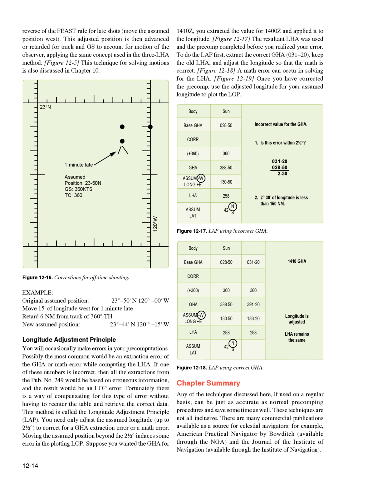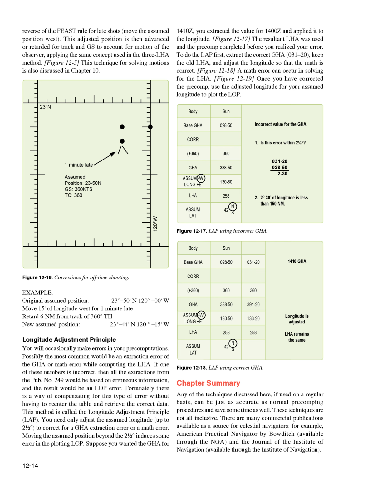Longitude adjustment principle. You will occasionally make errors in your precomputations. Possibly the most common would be an extraction error of the GHA or math error while computing the LHA. If one of these numbers is incorrect, then all the extractions from the pub. No. 249 would be based on erroneous information, and the result would be an LOP error. Fortunately, there is a way of compensating for this type of error without having to re-enter the table and retrieve the correct data. This method is called the Longitude Adjustment Principle (LAP).